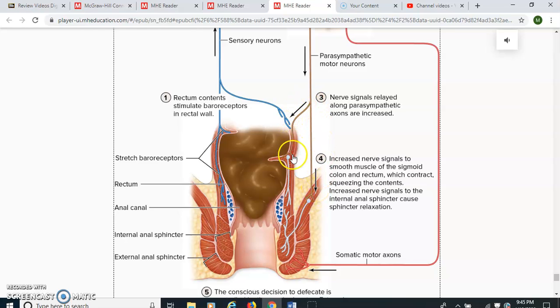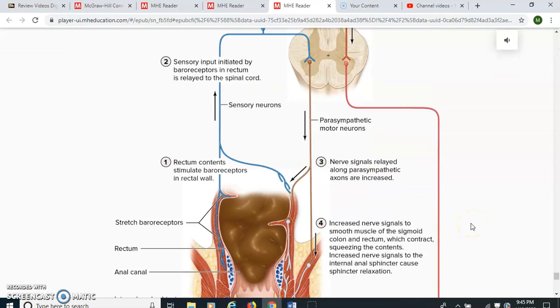And so the response of the effectors should be contraction of the rectal wall, so they can push that stool out. And then the internal anal sphincter is going to relax, so that will allow the stool to pass out. Now, so that's our little reflex for defecation.